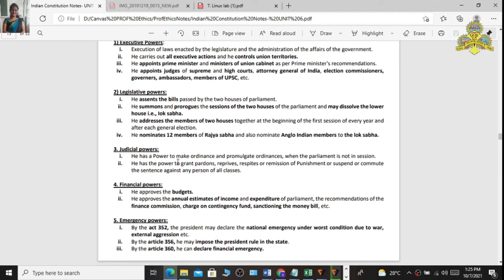Third is the judicial power. He has the power to make ordinances as well as promulgate ordinances when the parliament is not in session. He has the power to grant pardons.